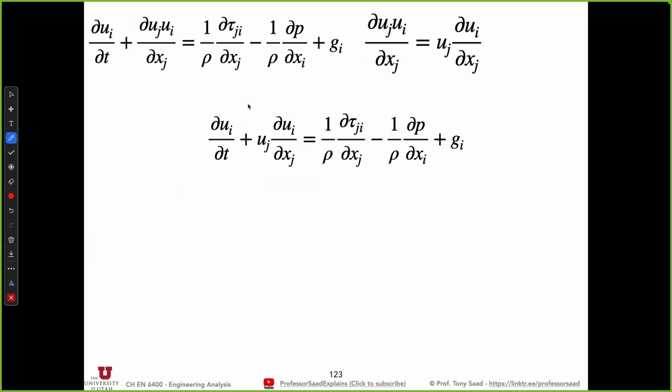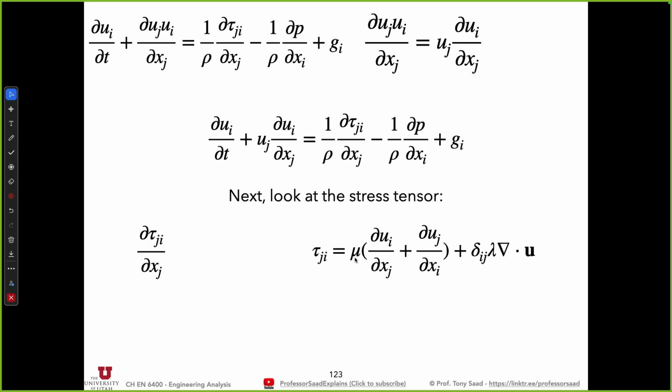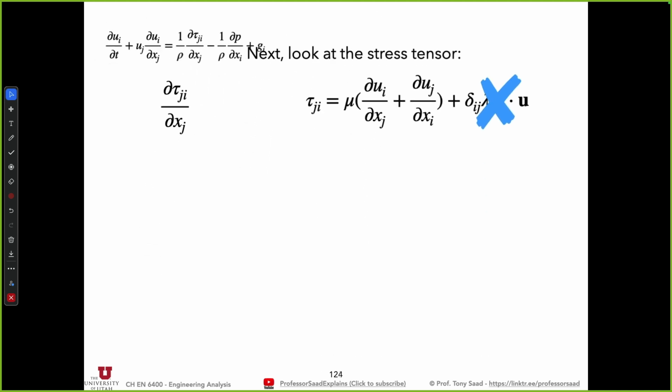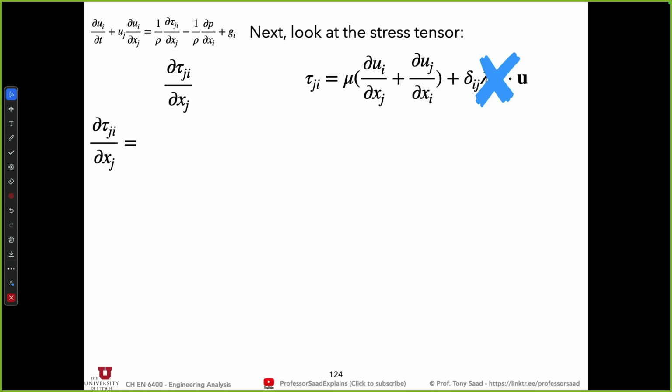Now, next, I want to look at the diffusive flux, called the stress tensor. So this is d tau_ji/dx_j. Again, remember, I'm summing over j. And remember, tau_ji was mu (du_i/dx_j + du_j/dx_i), etc., all of this. Now, because we are incompressible, div u is 0, correct? We know this just from the conservation of mass. So this term disappears. We don't have to worry about the Kronecker delta anymore. Good. All right, so let's expand this.